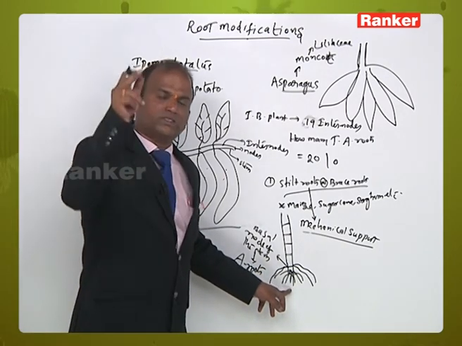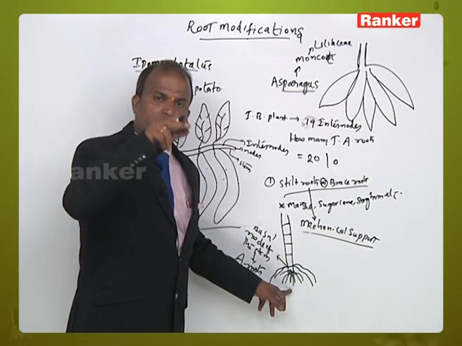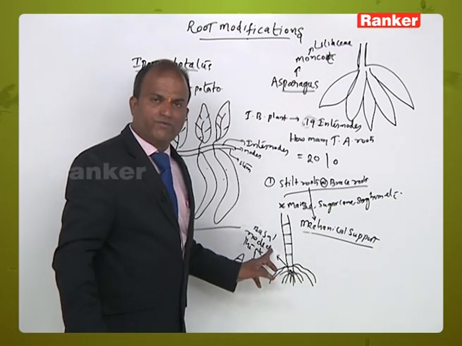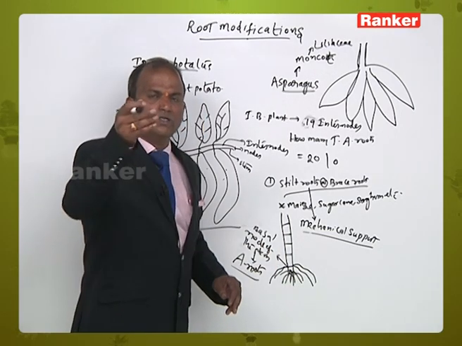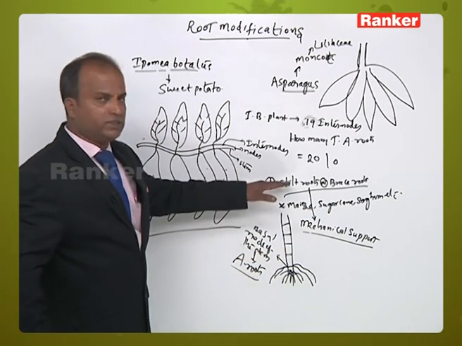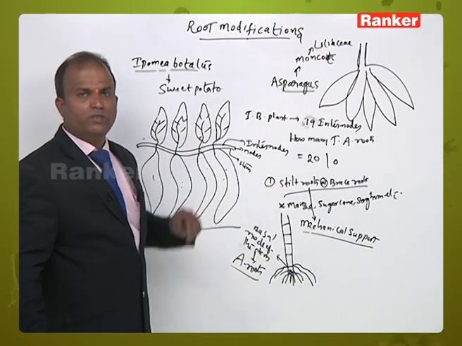Mechanical support is given by the adventitious roots, and absorption of water and minerals is performed by the fibrous roots. The adventitious root does not perform absorption of water and minerals. It gives only mechanical support. That is nothing but stilt roots or brace roots.